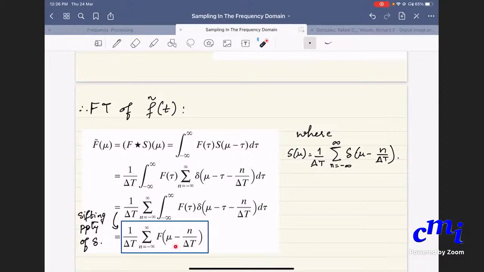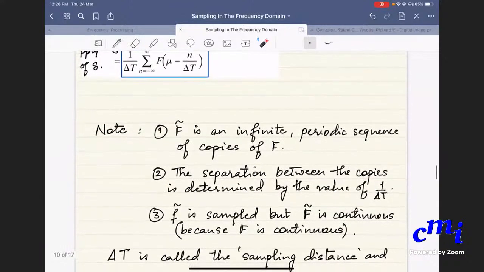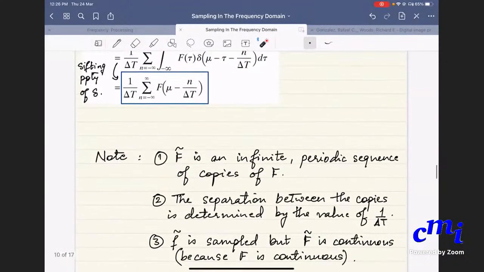Now, there are a few things to note about this. First, you can see this is an infinite sum. And since this is F of these, this is going to be an infinite periodic series with copies of F. This is just F evaluated at all these points. And the separation between any two adjacent copies is given by this 1 over delta t.